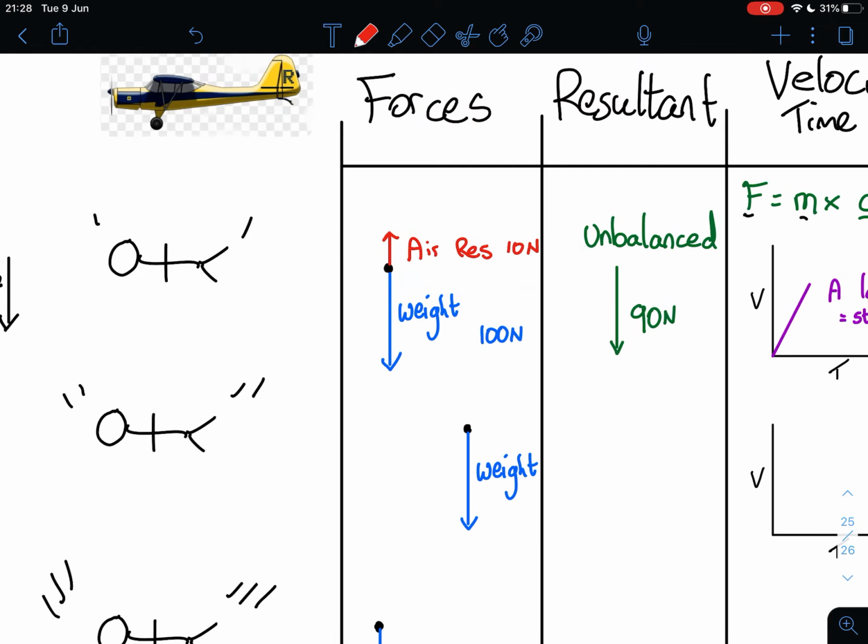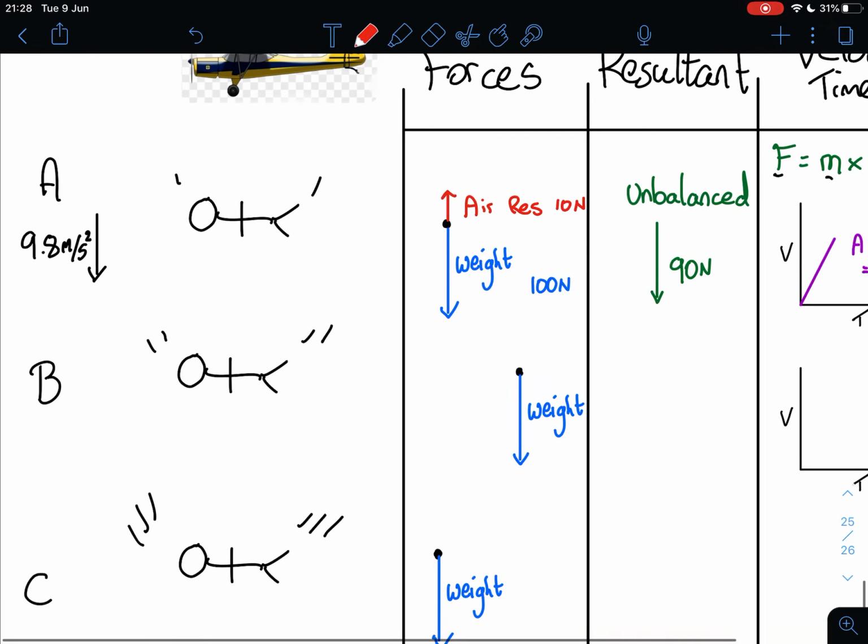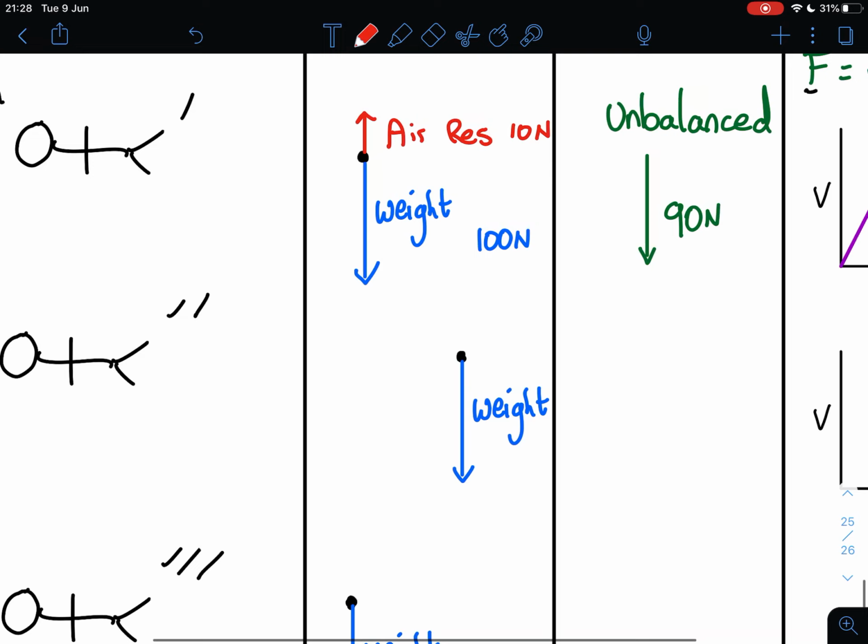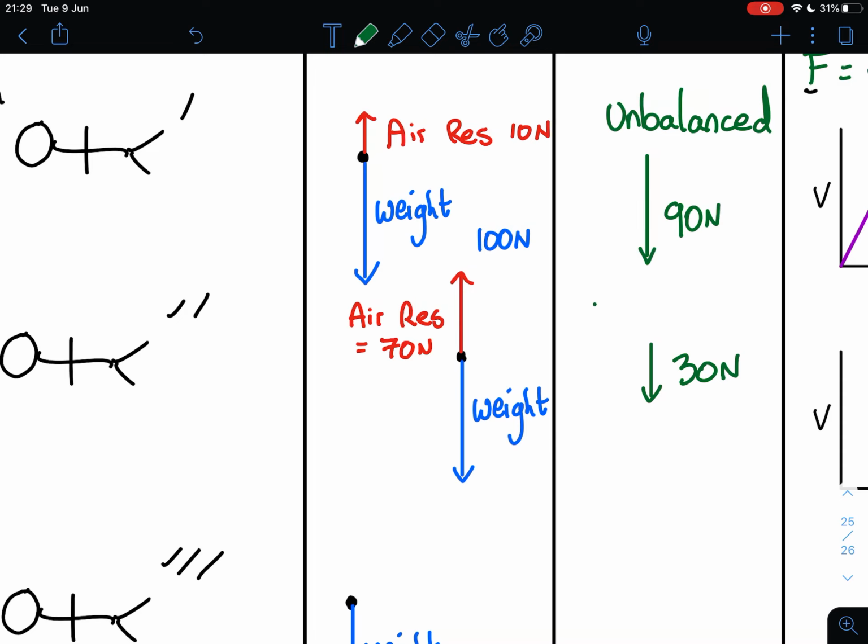You're getting faster. You can see there I'm drawing more little motion bits. So we're going to draw the air resistance getting larger. Still not as big. So this time my air resistance equals 70 newtons. That means my resultant force is now getting smaller. I had 100, I've now got 100 minus 70 gives me a resultant of 30. Still unbalanced.